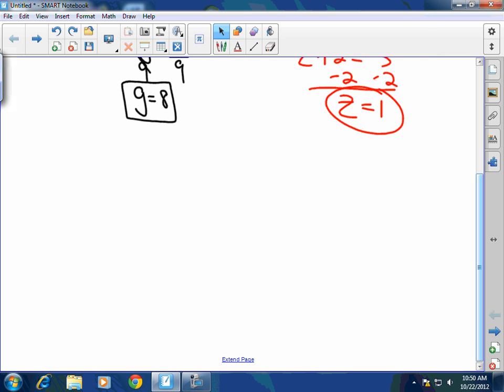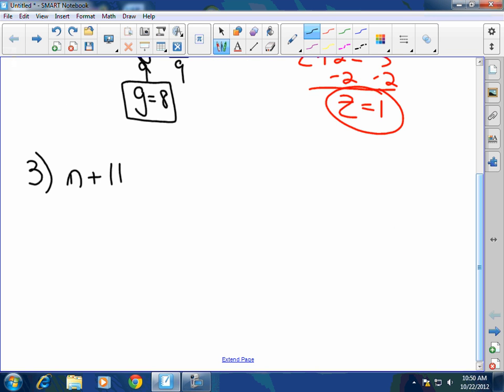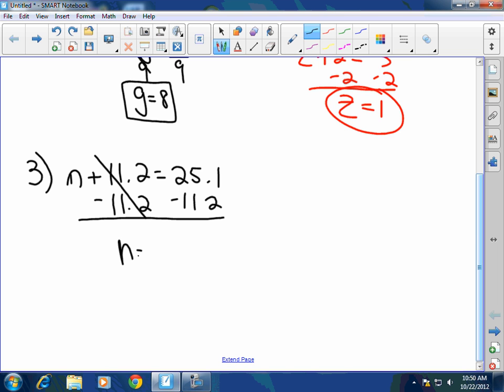Next, 3. N plus 11.2 equals 25.1. Minus 11.2 to both sides. N equals, gotta line up the decimals. You're going to have to borrow. That becomes an 11. That's 9. That's going to be 13.9.